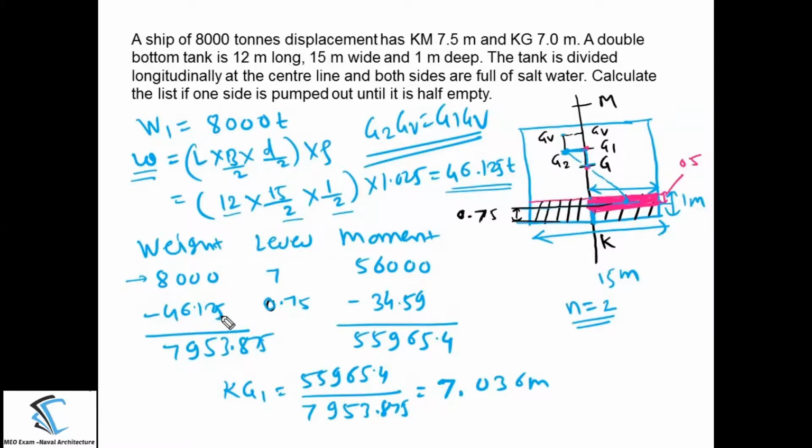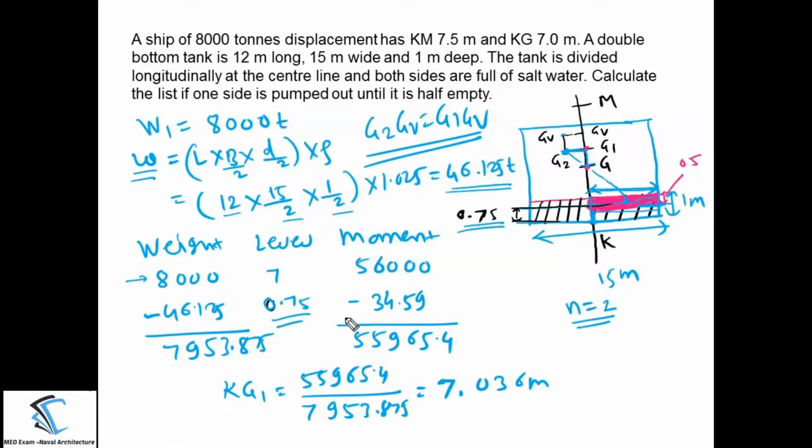Now the weight of the water which is removed, take the sign here, minus, into the lever, that is 0.75. How is this 0.75 coming? Now the center of gravity of the mass which is removed will be half of its depth. The total depth of the water which is removed is 0.5, so the center of gravity will be at 0.25 from the top of this water removed. Then from the keel it will be 0.5 plus 0.25, which is 0.75.